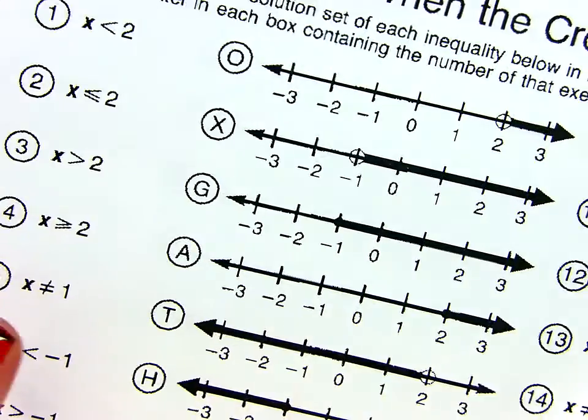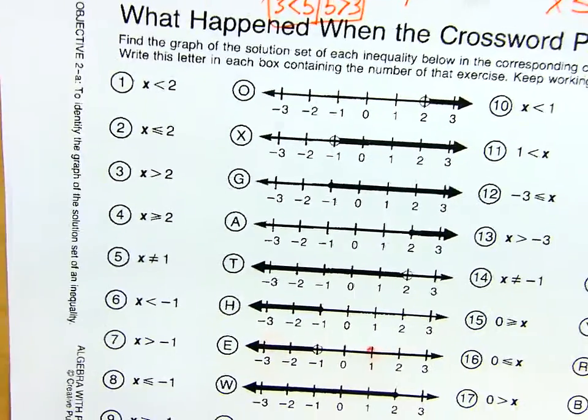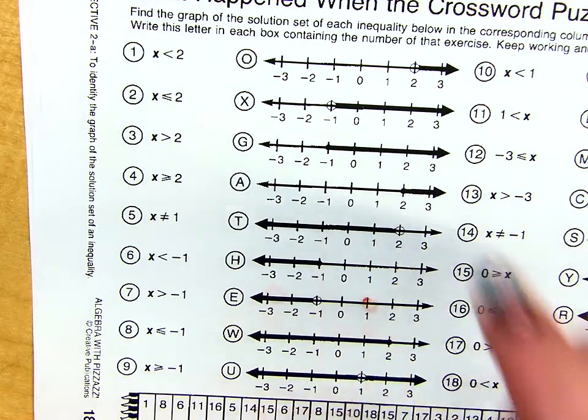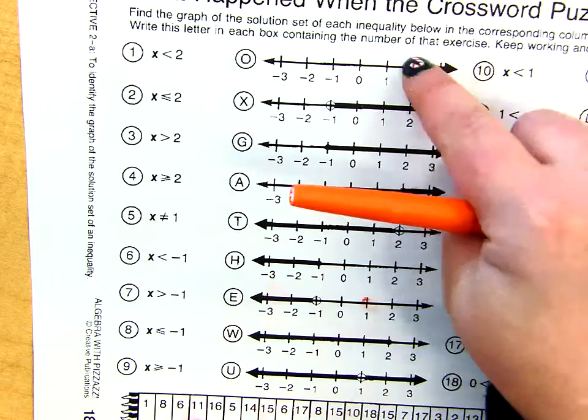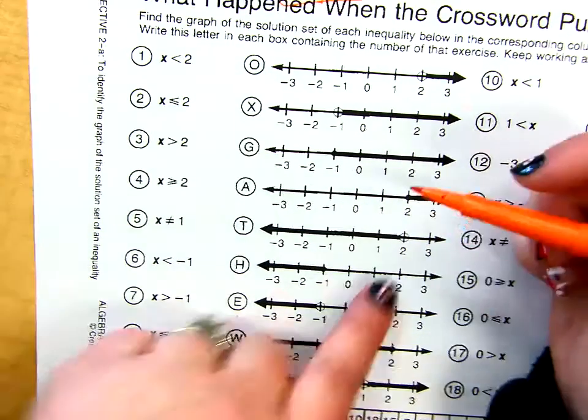So I'm going to start off by looking at all these graphs, because I'm trying to match it up with the right one. I'm looking for someone that has an open circle on the 2. So it looks like the very first one does. So does this one. Okay, so it's got to be one of these two.